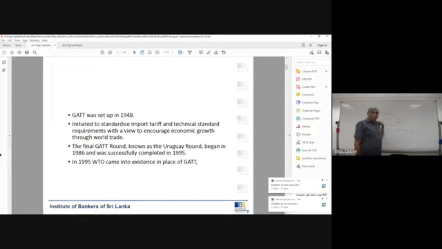Right? And in 1995, they said now the world is acting more favorably. Everybody is on a level playing field, right? So there is no need to have these restrictions anymore. Because of that, they said, okay, now we'll open the world, with a new one. We don't want GATT anymore. So we are going to stop GATT and started a new organization called the World Trade Organization, WTO, right? So in 1995, the World Trade Organization came into existence in place of GATT.